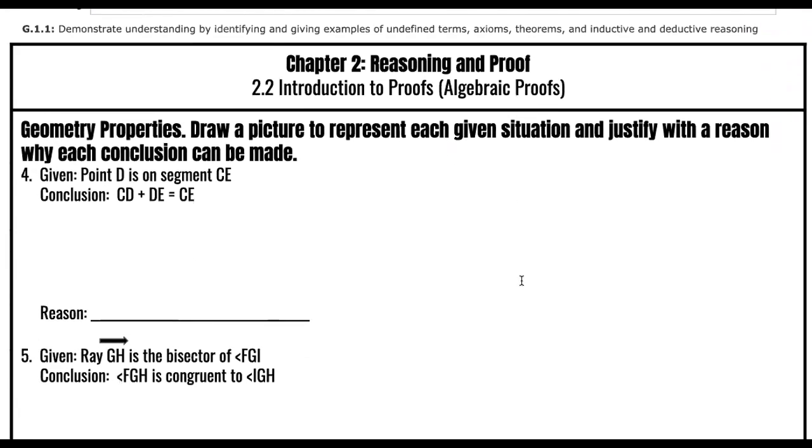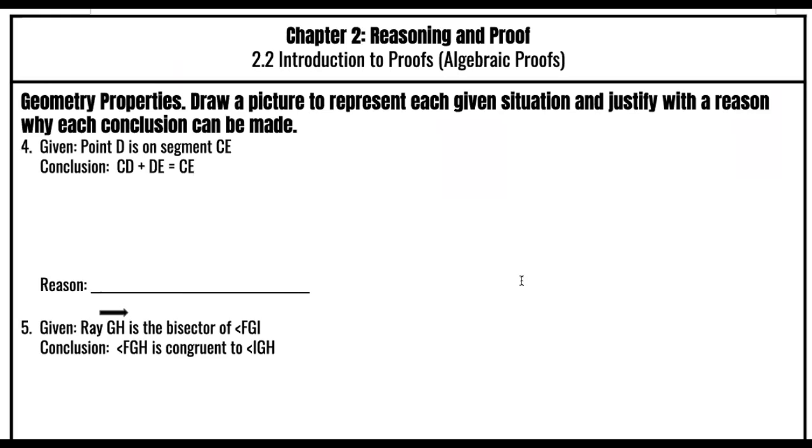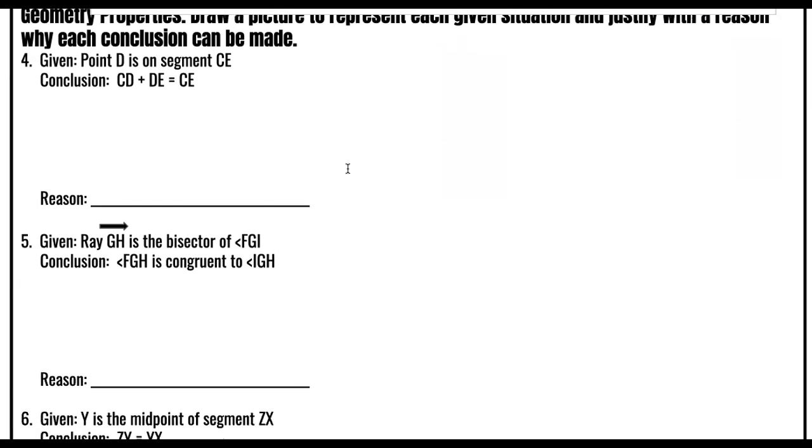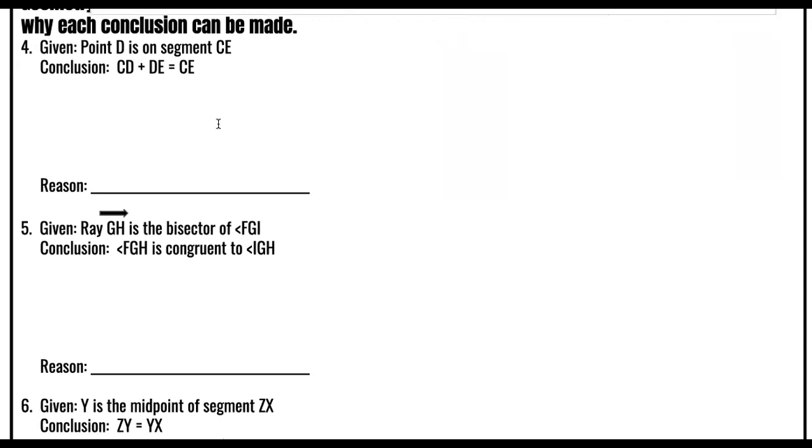All right, moving on. So the front was algebraic proofs. Let's put some more geometry in it. The instructions here say draw a picture to represent each given situation and justify with a reason why each conclusion can be made. Okay, so that's for 4, 5, and 6. Let's look at number 4. Given point D is on segment CE. You need to draw this picture. That's what will help you.